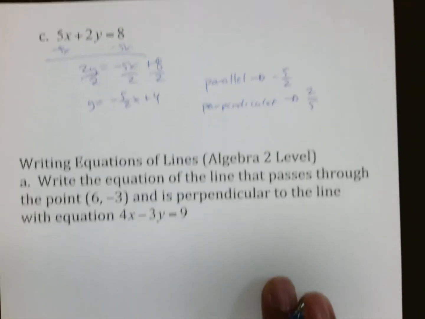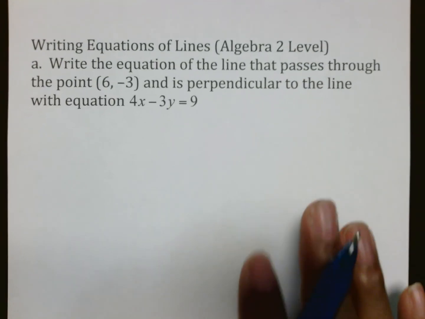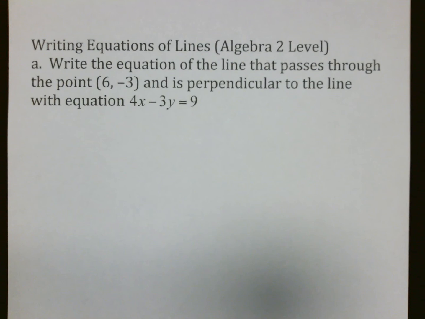So why do we do all this stuff? Everything we just talked about is kind of a prerequisite for everything they're going to ask you to do at the Algebra 2 level of writing equations, because these are the kinds of questions you're going to see now. You're going to be asked to write the equation of a line that passes through a certain point and is perpendicular to the line with a certain equation.